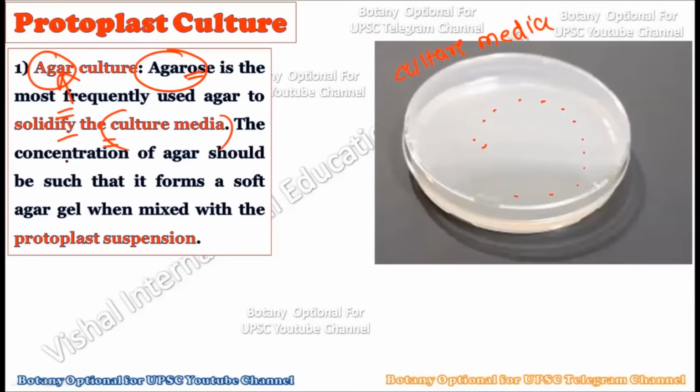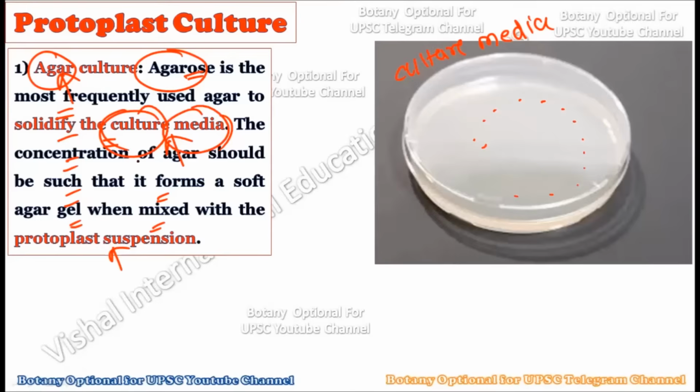Now the concentration of agar should be such that it forms a soft agar gel when mixed with the protoplast suspension. So basically, that much amount of agar we should take, because it should not get too rigid or too hard, and it should not remain too liquid. So a suspension type of agar gel should get created. There should be a culture media which is semi-solid in nature.